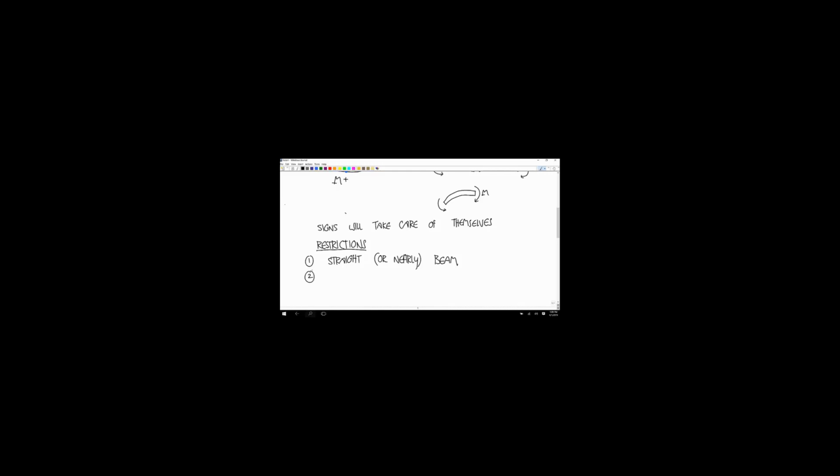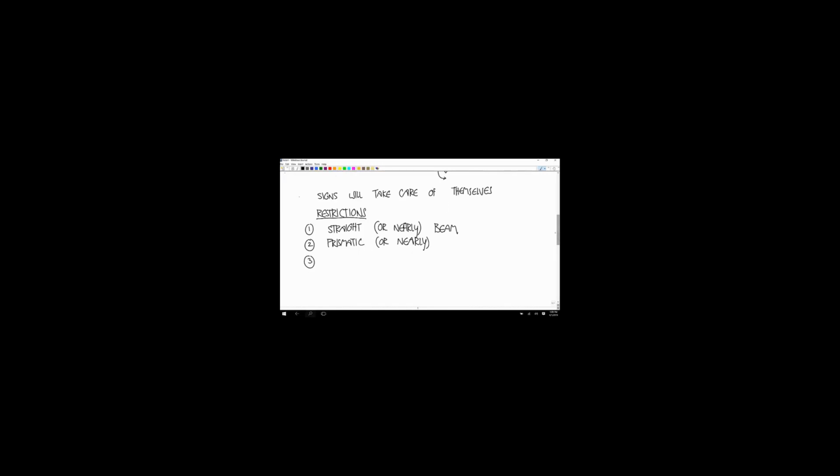Prismatic. That was the one I was having trouble with. Prismatic. Or nearly. Those nearly things are sort of a nuisance because it gives you some wiggle room, but it's just saying the farther you get from these, the less accurate your results are going to be. And then the last one is symmetric about the y-axis.